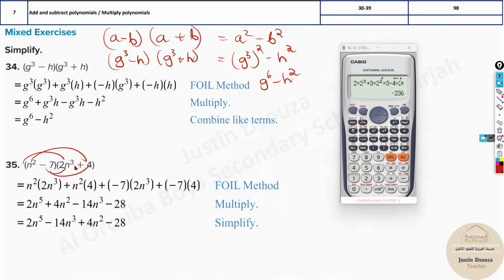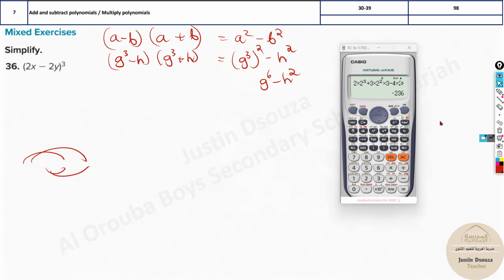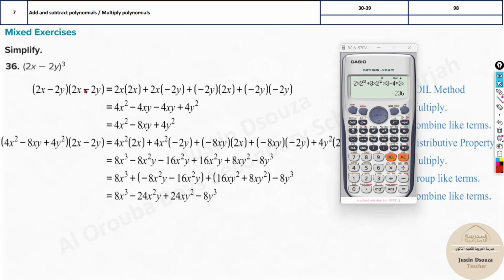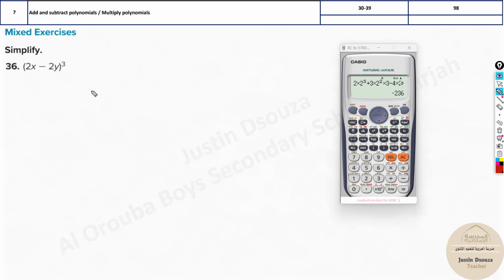Now here you just have to do the FOIL, first with second. That is outer terms, then inner terms, and the last terms. Very simple. Now, what about this problem? Various methods. There is an identity for this, but in the textbook that is not done. What they have done is they have split these into three. I will show you what they have done.